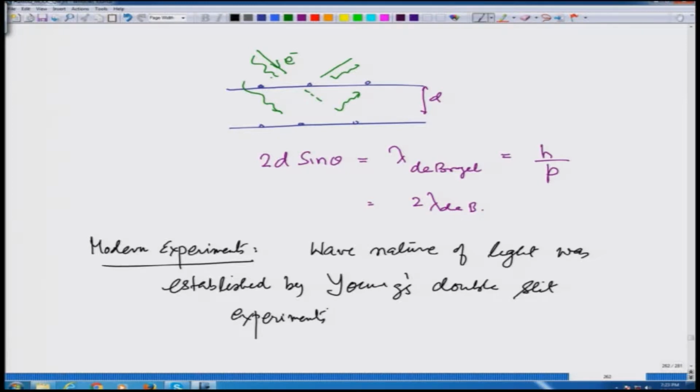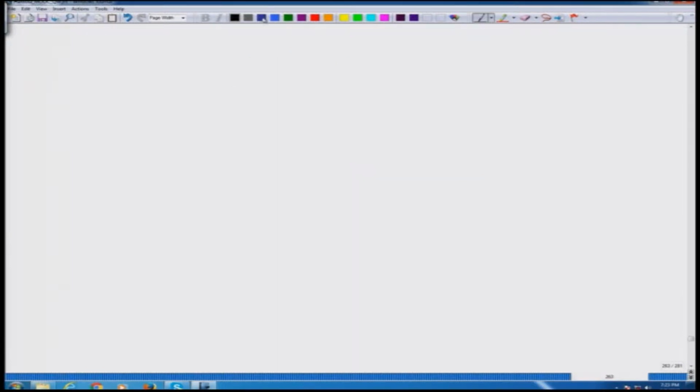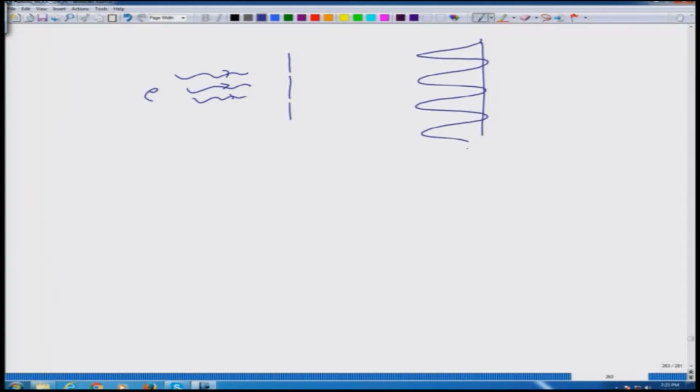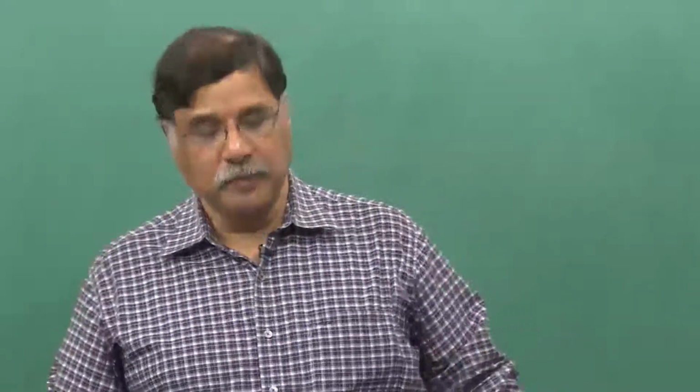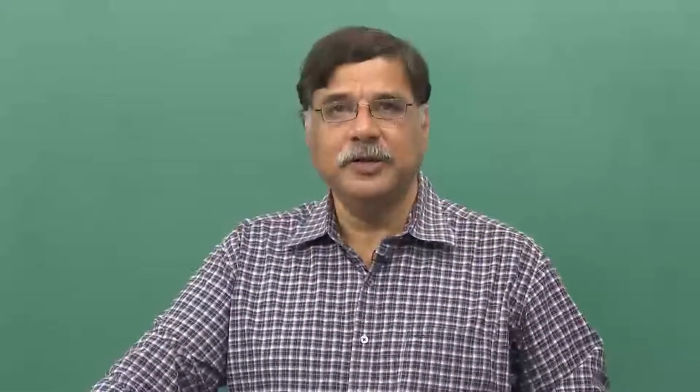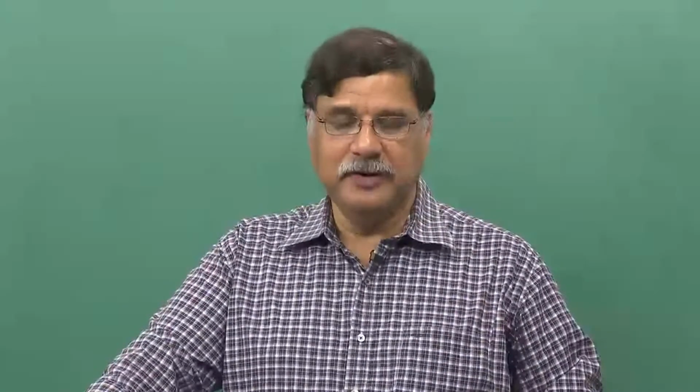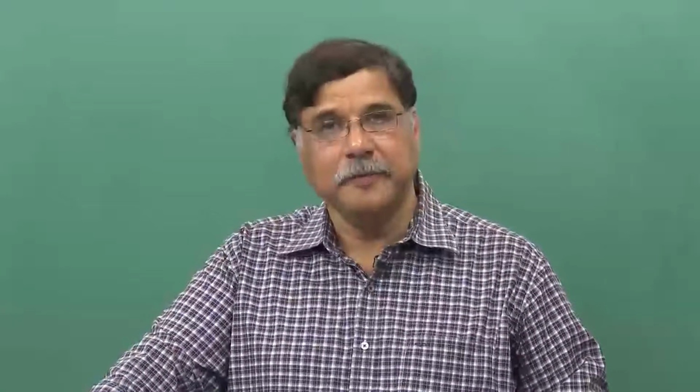So, can I do a Young's double slit experiment for electrons also? Can I prepare a double slit, let electrons come in, and see if I obtain a fringe pattern at the far end, just like in Young's slit experiment? Nowadays it can be done because we can make slits which are small enough, and we can create distances between them which are small enough using modern technology. This experiment has also been done, and that confirms that the wavelength indeed is lambda de Broglie.